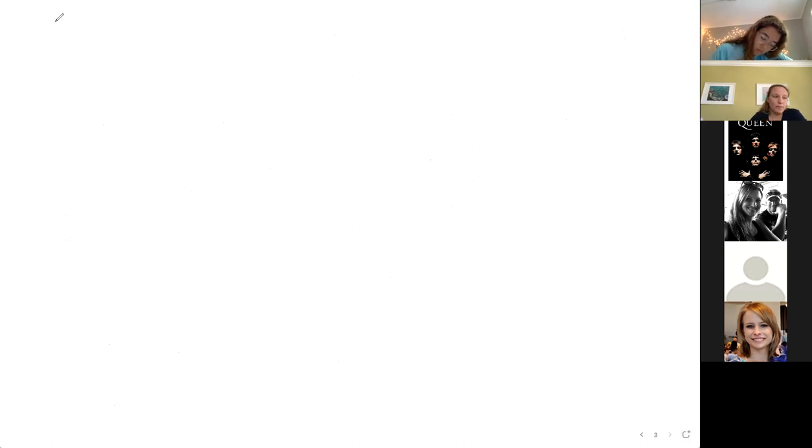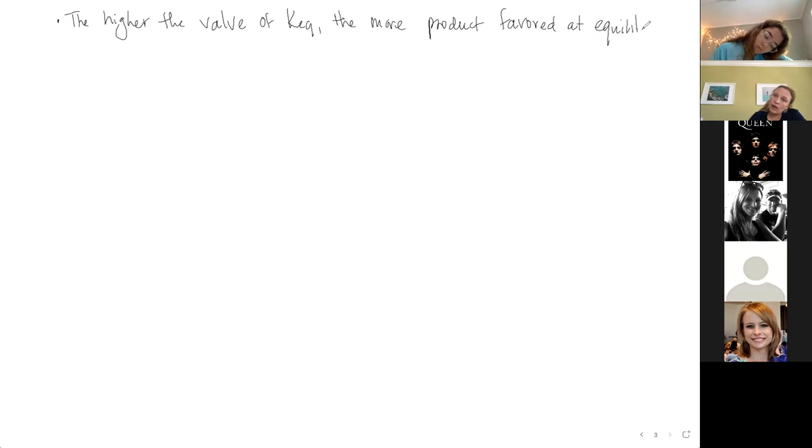So the higher the value of KEQ, the more product favored at equilibrium. Because remember, KEQ is only giving us information about equilibrium.